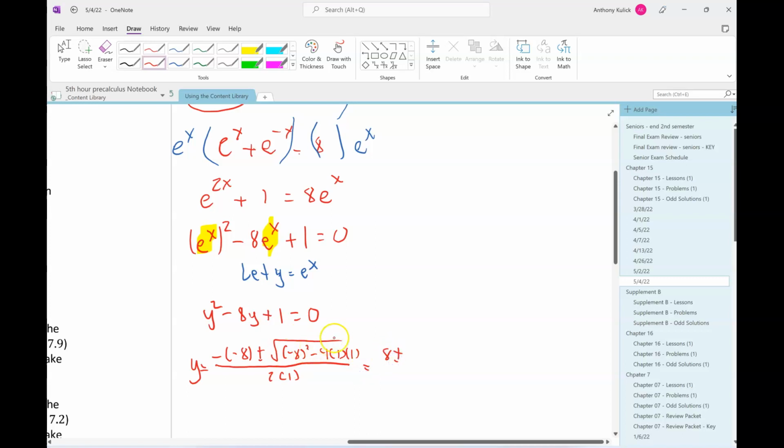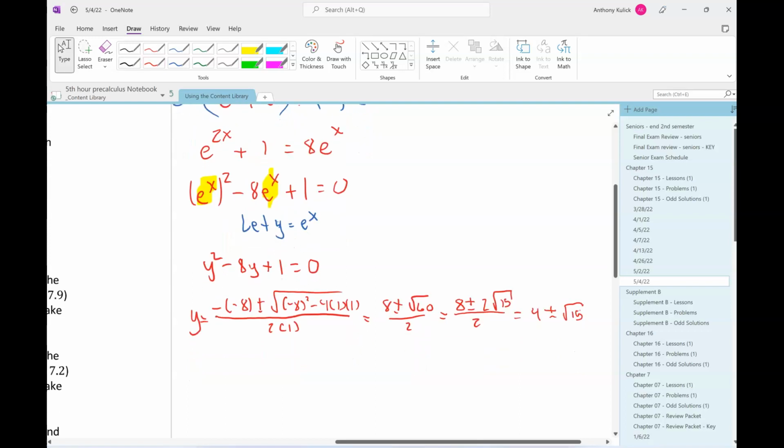So 8 squared is 64, minus 4 is 60. And the square root of 60 is the square root of 4 times 15, right? And that's important because that means the square root of 60 is the square root of 4, or 2, times the square root of 15. So I can reduce that fraction like that. But we're not done because we're supposed to be solving for x, not y.